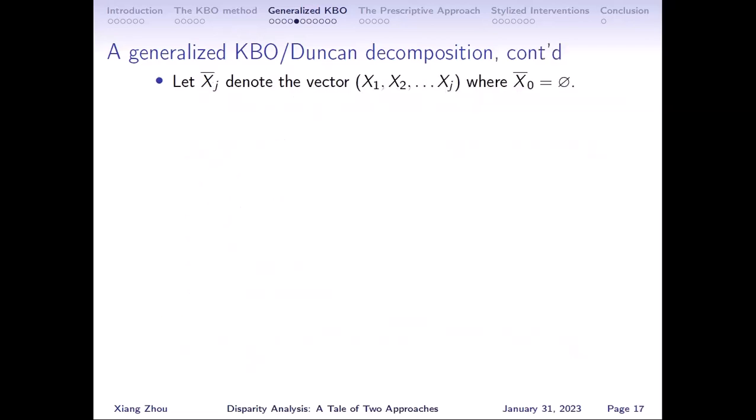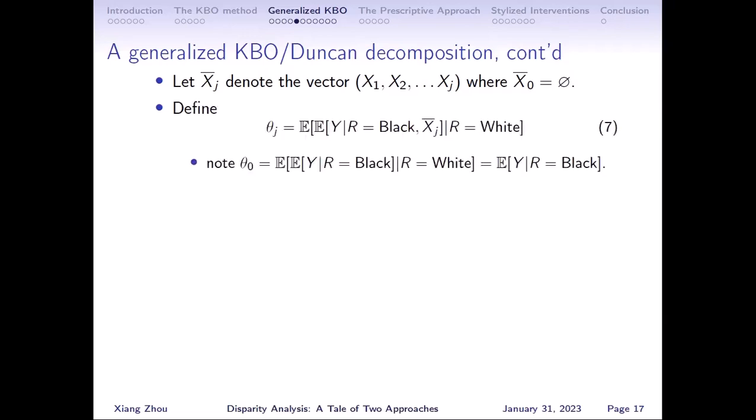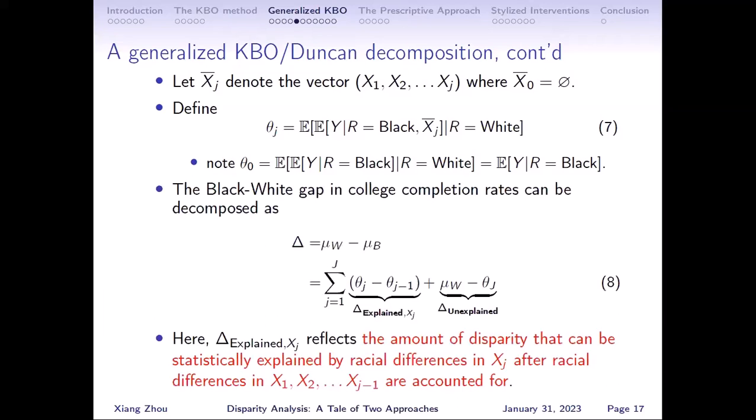We also use x-j overline to denote the vector x1, x2, all the way to x little j combined, and by definition, x-0 overline is an empty set. The nonparametric estimate of Duncan's decomposition becomes equation 7, where you can see again it's an iterated expectation: we condition on x1, x2, all the way to x-j combined, then we marginalize the conditional expectation over the distribution of those covariates among white students.